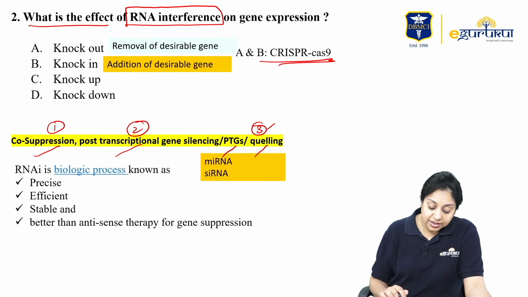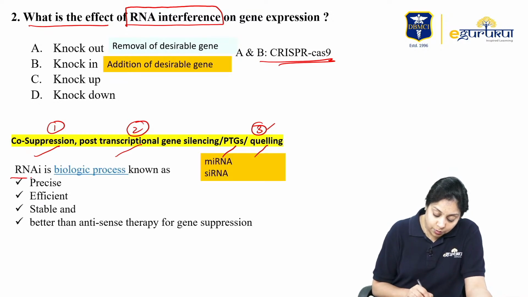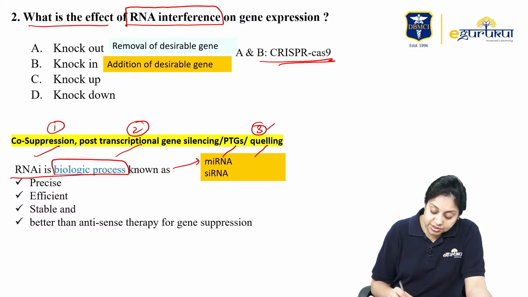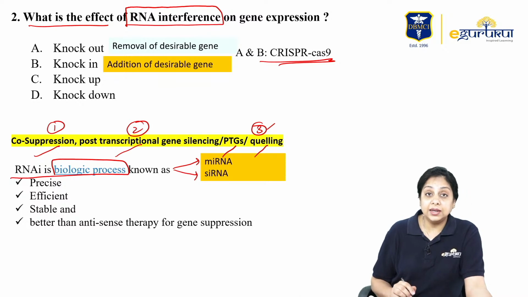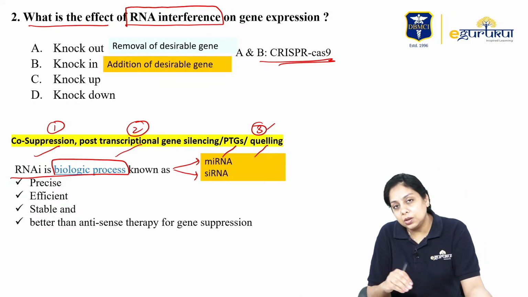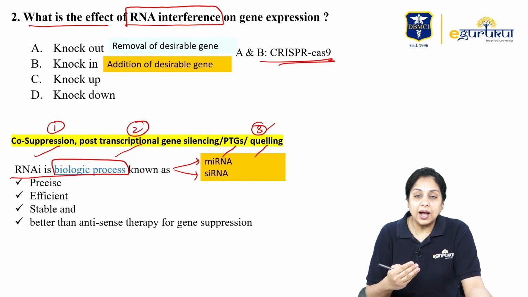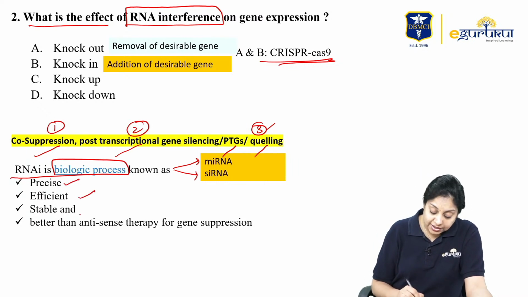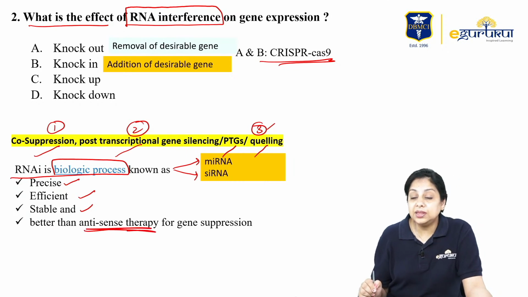And that does what? That does the gene knockdown, right? And this is a process. And the tools for this process are miRNA and siRNA. And they may ask you another question related to this. What are the features? It is more precise, it is efficient, it is stable, and it is better than antisense therapy that is given for the gene suppression. Okay.